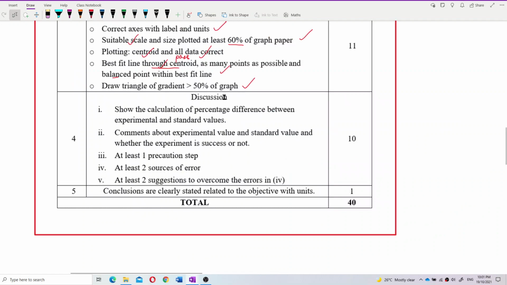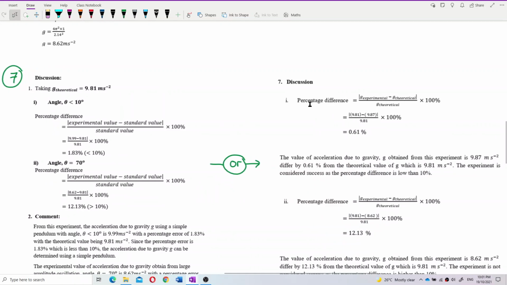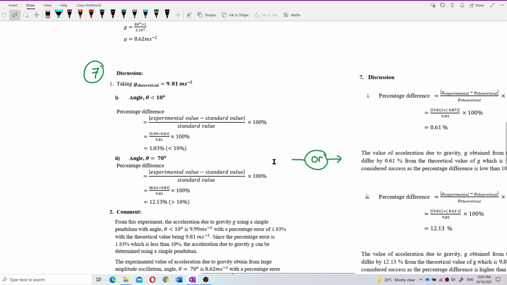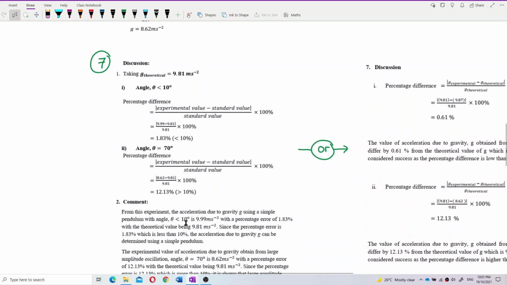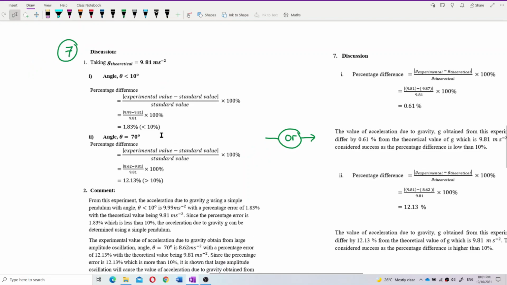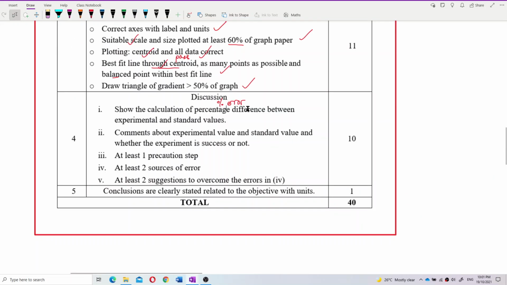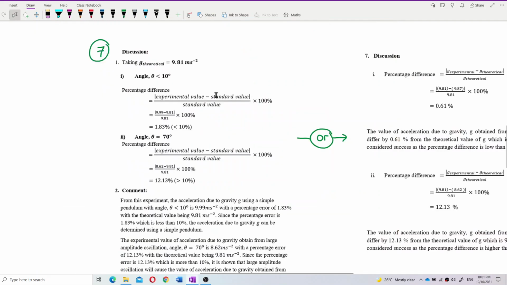Okay, discussion part: show the calculation of percentage error. This is the percentage error between the experimental and standard value. So show the calculation of percentage error. There are two choices. This is one sample, one student, and this is another student. So there are two ways of writing actually. Let's look at the first one. Show the calculation of percentage error in the discussion part.